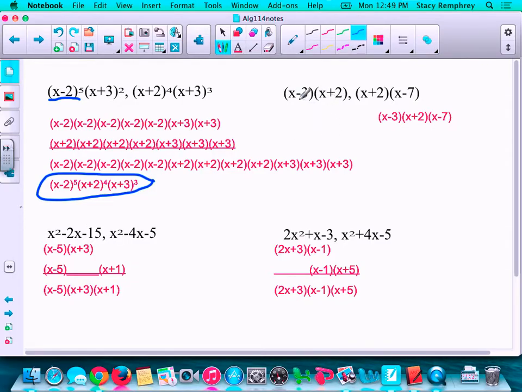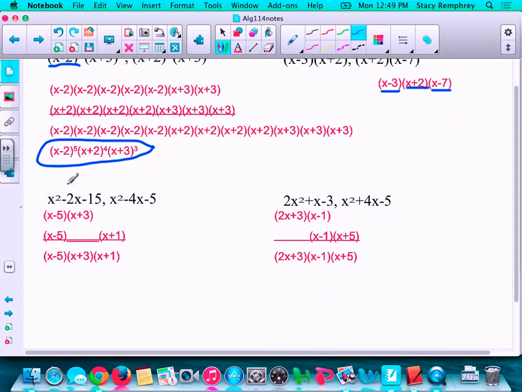Over here, you can work the same idea. I have an x minus 3. This expression doesn't share that, so the x minus 3 has to come. They share an x plus 2, so I only need to bring one of those, and then I need to bring the x minus 7. In the bottom two, I factored this expression into x minus 5, x plus 3. I factored this expression into x minus 5, x plus 1. They have a common x minus 5, and I bring down everything else.